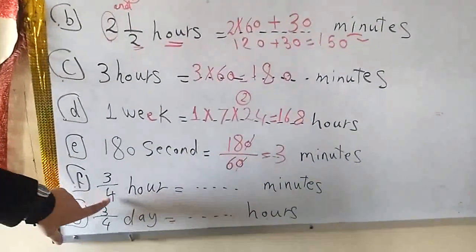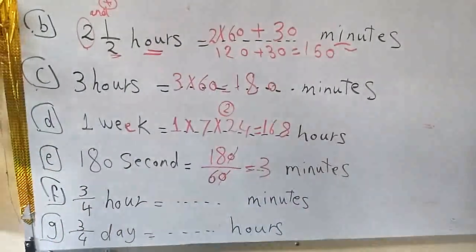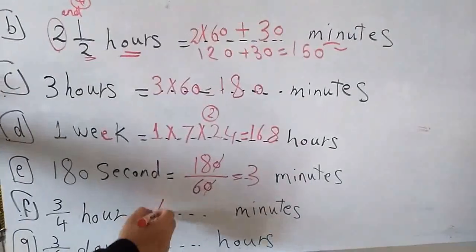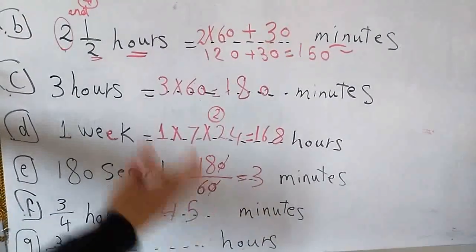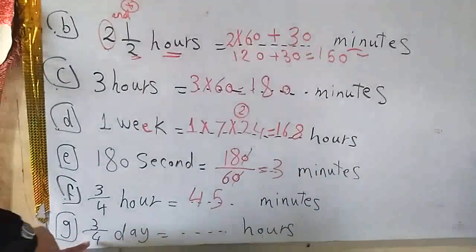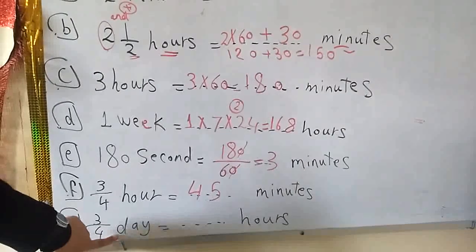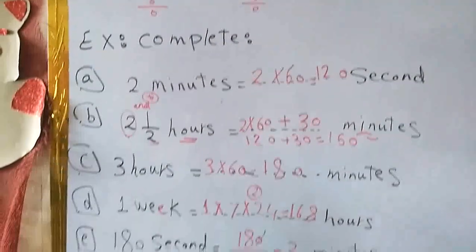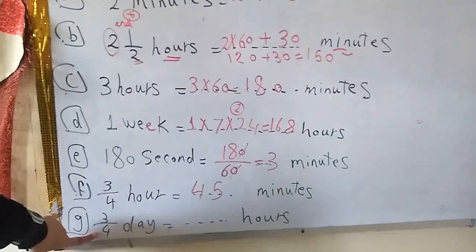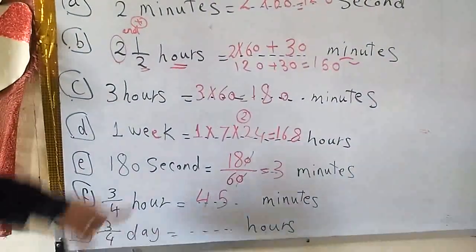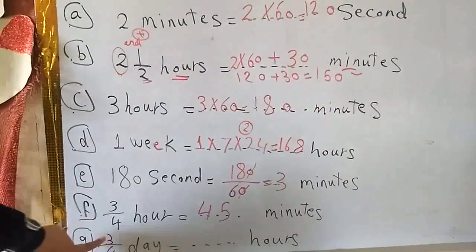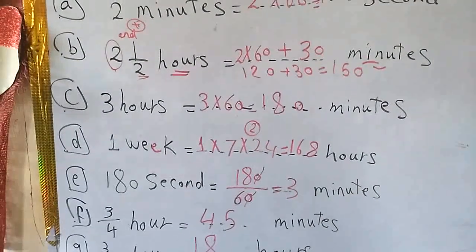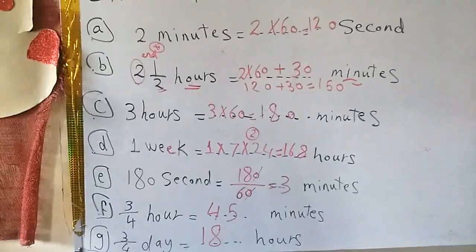Okay, 3/4 hour. We know 3/4 hour equal 45, and we kept it before. Okay, 3/4 days. A day equal how many? 24. Okay, and we kept it before. 3/4 days equal 24 divided by 4 equal 6 by 3 equal 18. Equal 18, and we write it before in the notes.